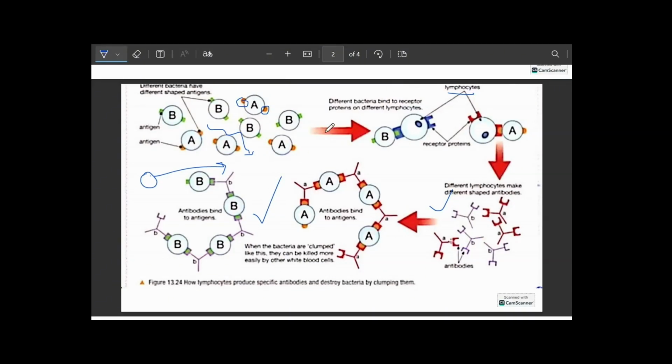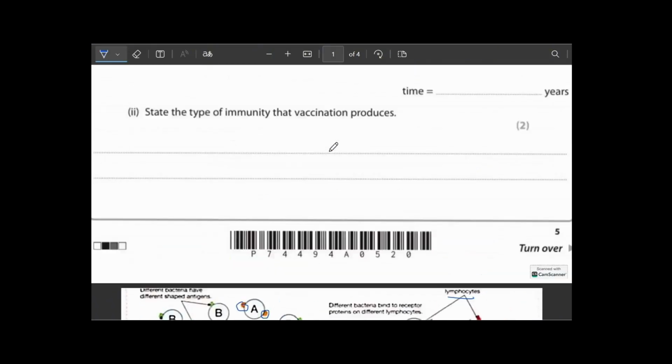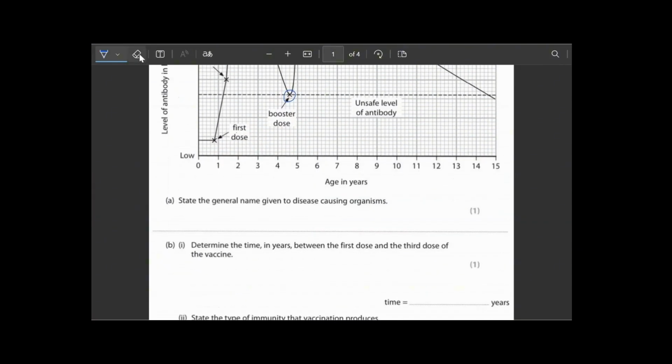So if we are clear with this concept over here, we shall now begin solving the question. Let's move on to solve the question. All right. So let's begin with the first part. Part A says, state the general name given to the disease causing organism.